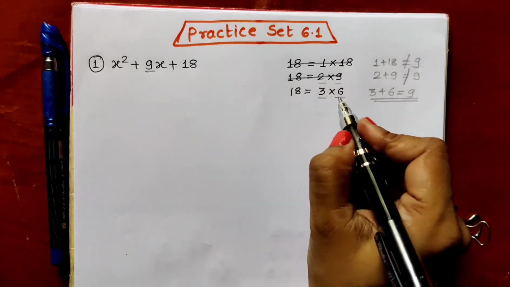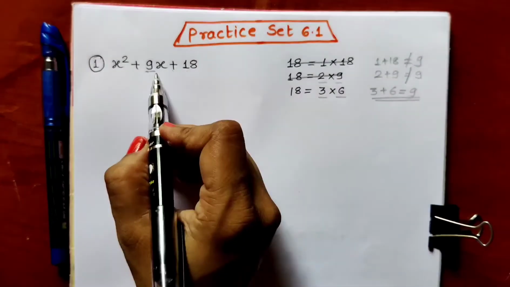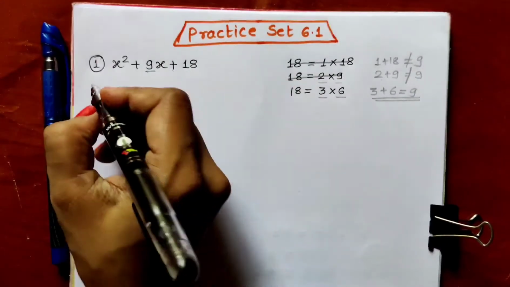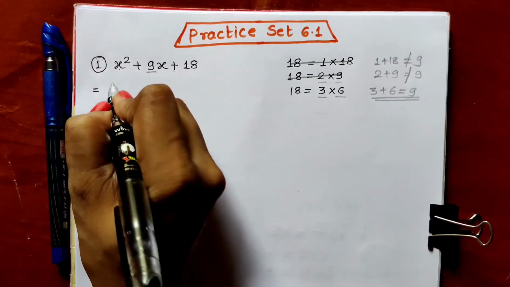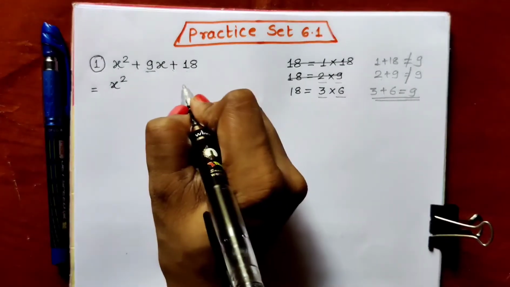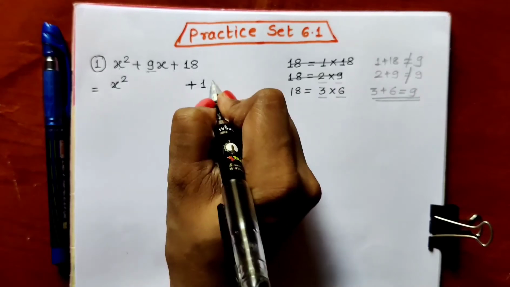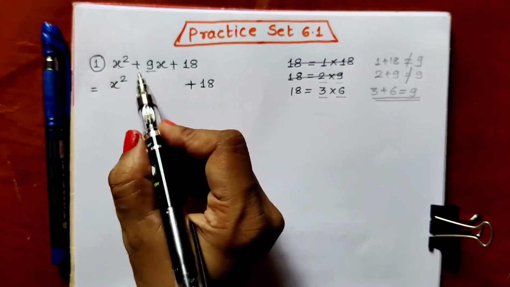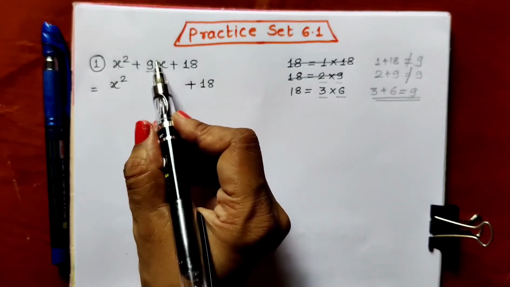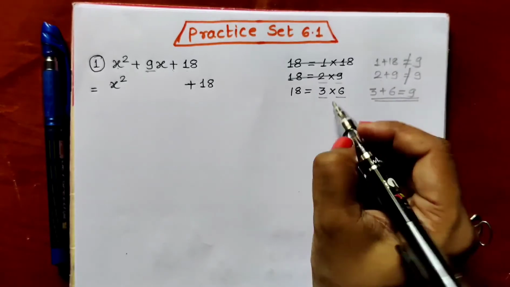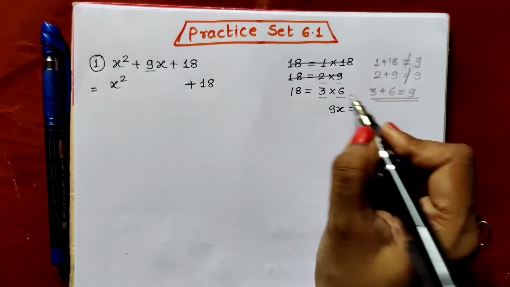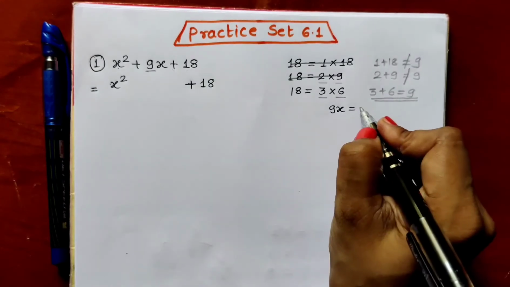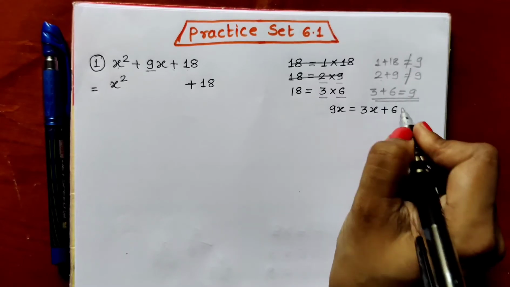And then we have to use these two factors to split the middle term. We have to split this middle term into two terms. So let us see how to do it. We write the first term, x square, as it is. We write the last term, plus 18, also as it is. Only in place of the middle term we will be writing two terms. That means the addition of those two terms should give 9x. So we cannot write only 3 and 6. We have to write 3x plus 6x.